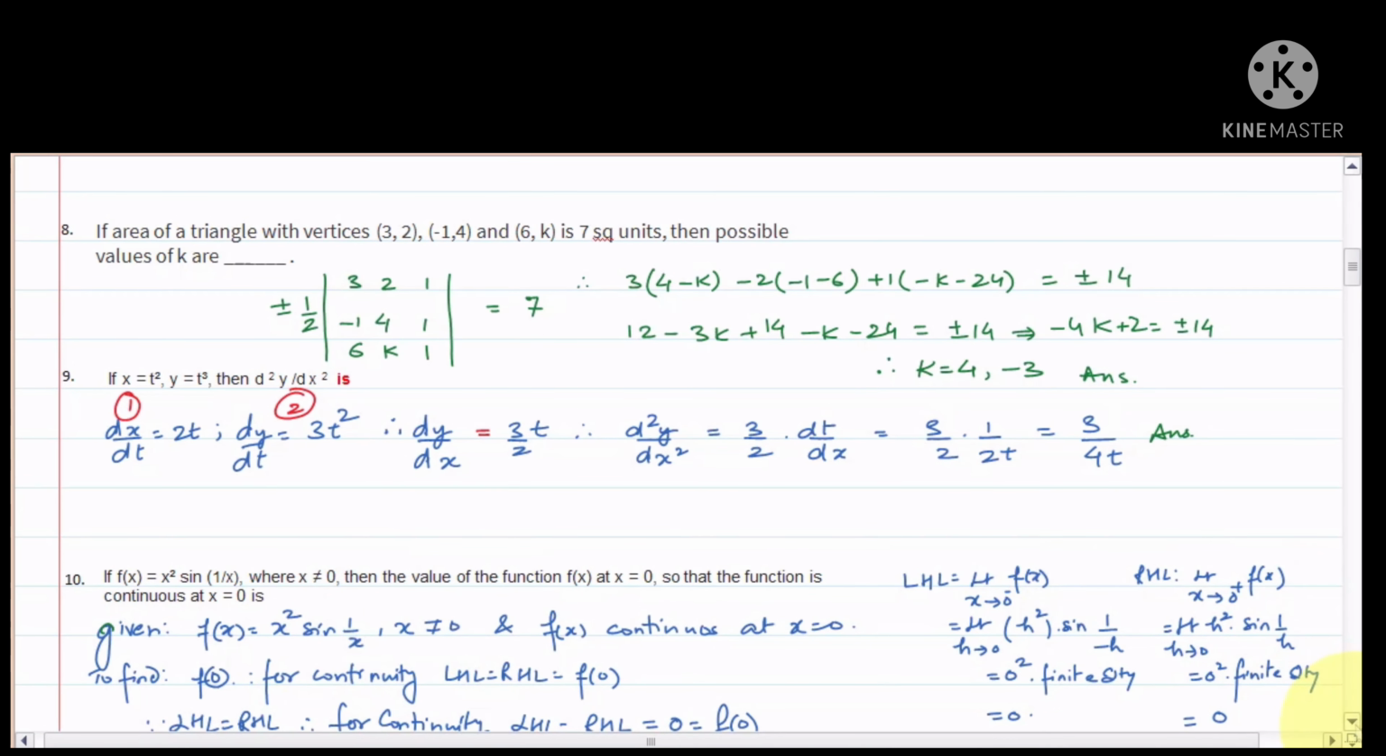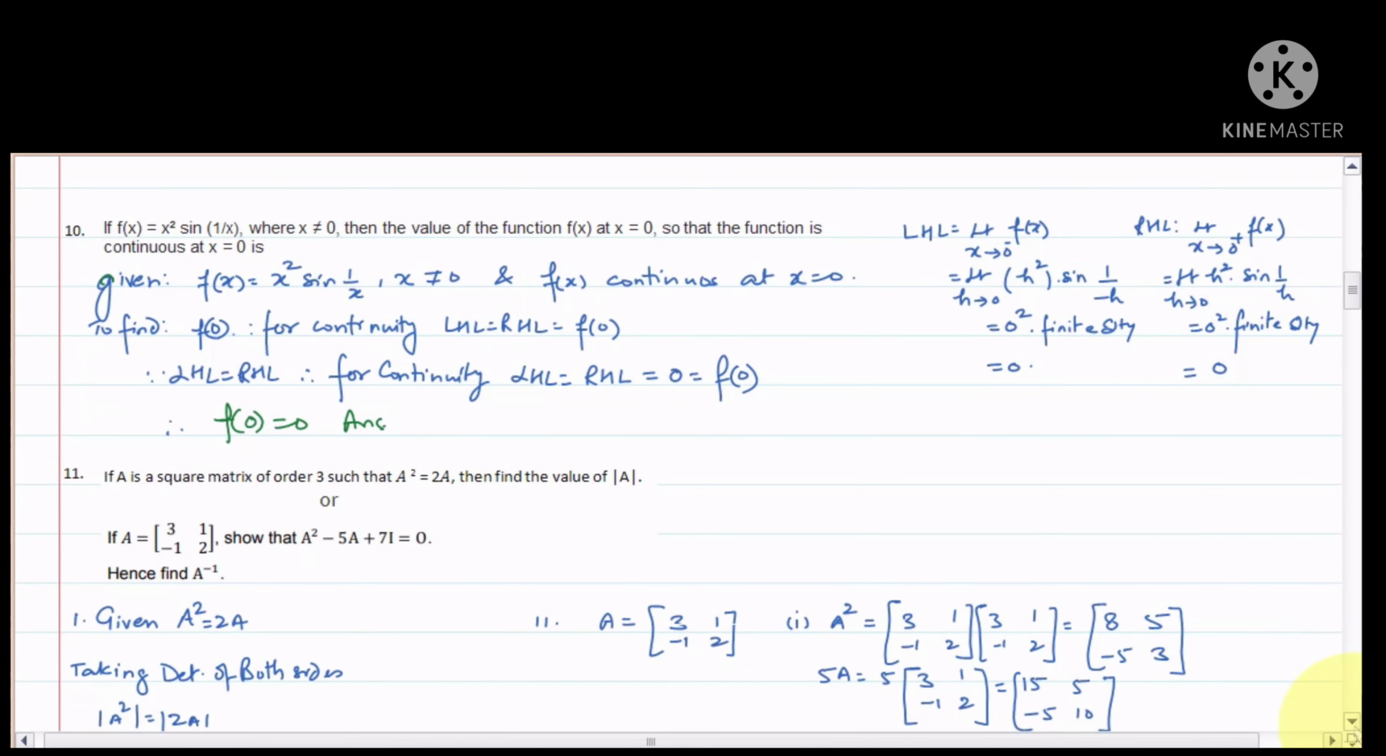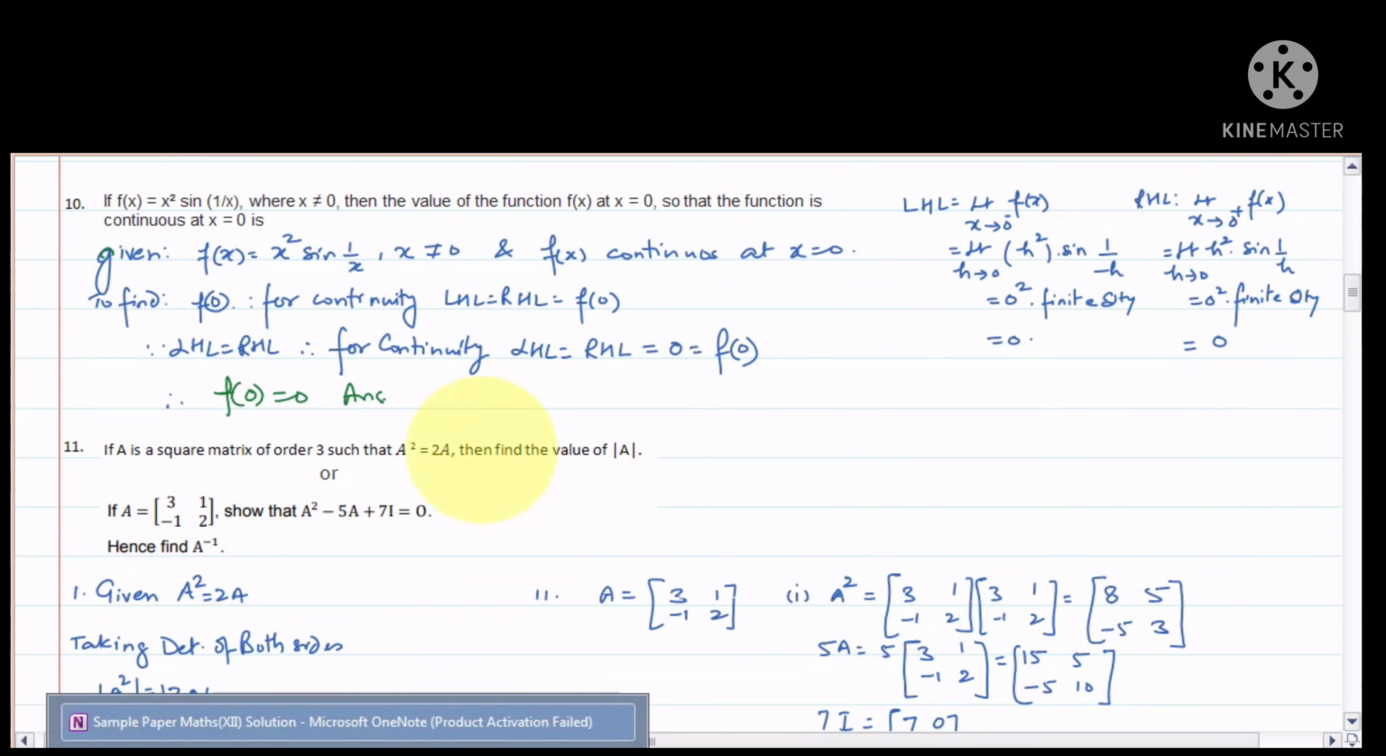Coming to question number 10. This question says, if f(x) is equal to x square into sine 1 by x, where x is not equal to 0, because then it will not be defined, then the value of function f(x) at x is equal to 0, so that the function is continuous at x is equal to 0. So we are given this function is continuous, right?